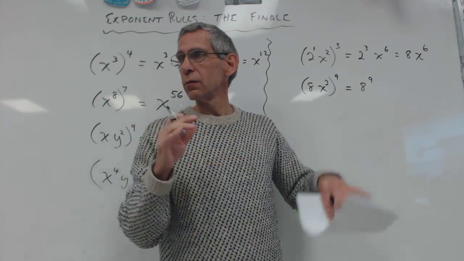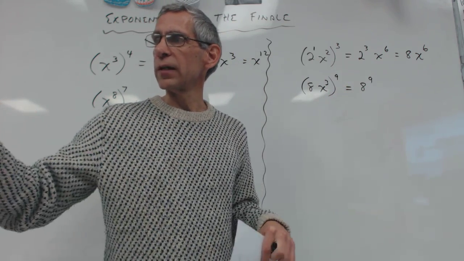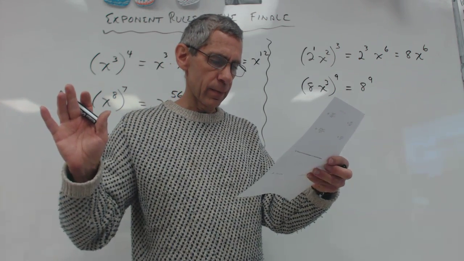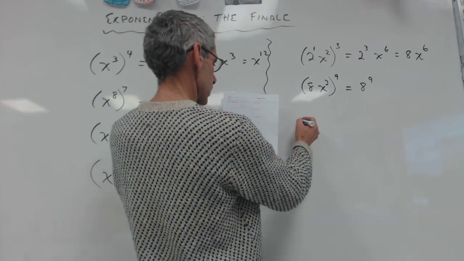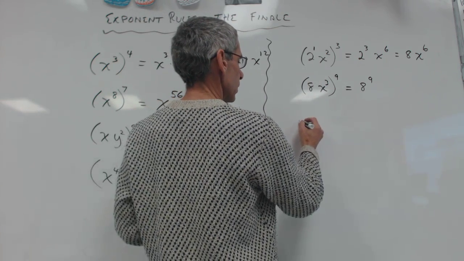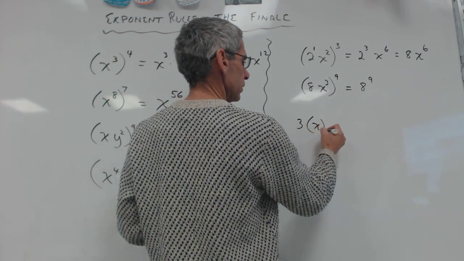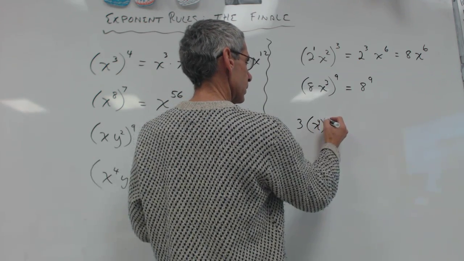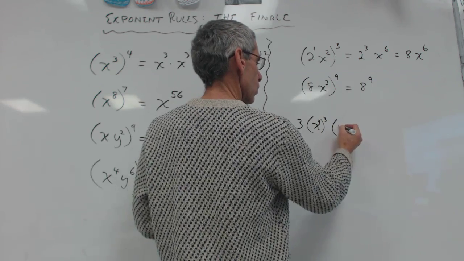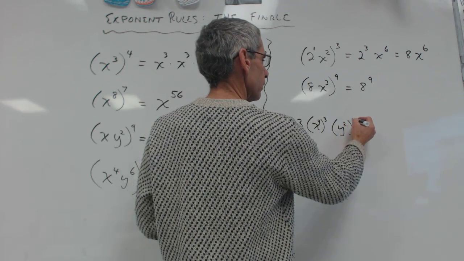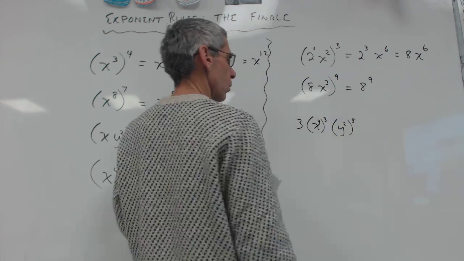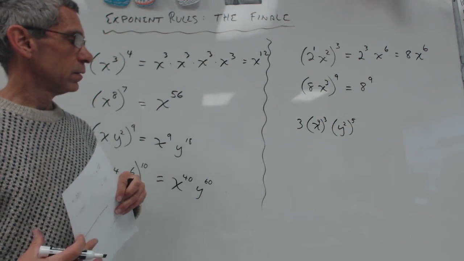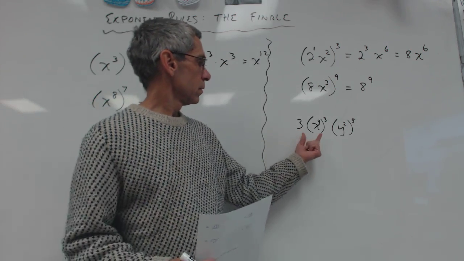I'm just showing you what's actually happening. Wait, hang on 1 second. So what if I gave you something like this? 3x to the 4th to the 3rd, y squared to the 5th. What would you do with that? It'd be 3x to the 12 y.